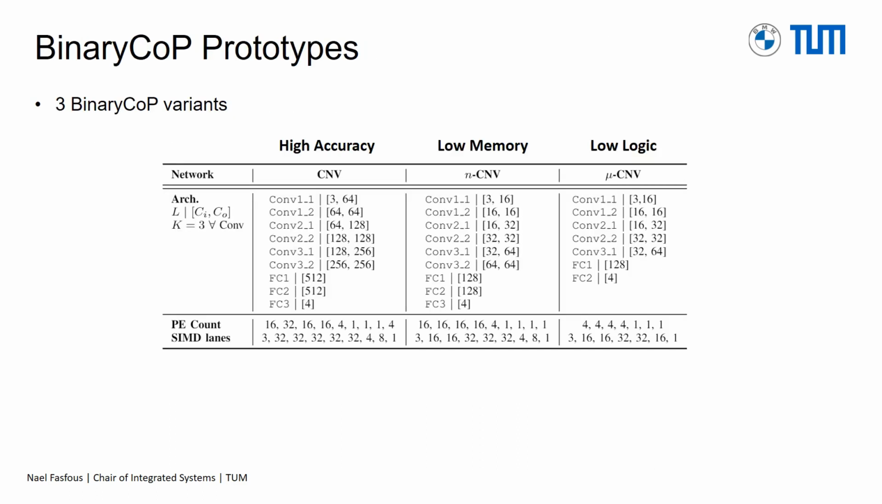Now let's take a look at the 3 BinaryCoP prototypes that we have tested. First, we have the CNV architecture, which is directly inspired by the FINN paper. The CNV architecture resembles the VGG network, which is a classical convolutional neural network. Here, the CNV plays the role of having high accuracy, as it has the most number of channels and layers. Then we have nanoconv, here represented with nconv. We see that it has the exact same number of layers as CNV, but having much fewer channels. And then lastly, we have microconv, which has low logic. We can see here we have a reduced number of layers. And for this particular network, we used a technique where we offloaded some of the XNOR operations to the DSPs of the FPGA.